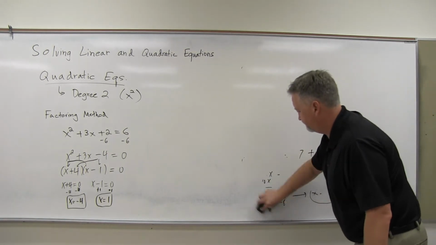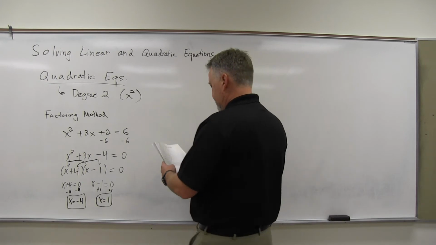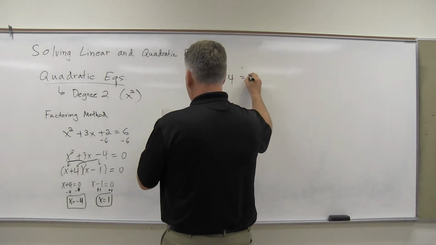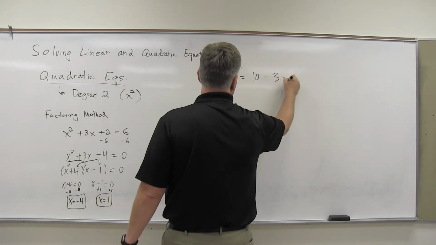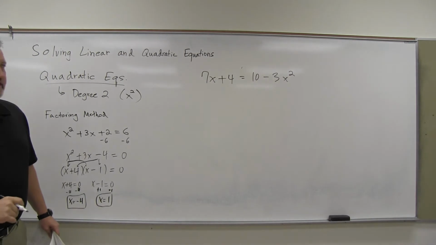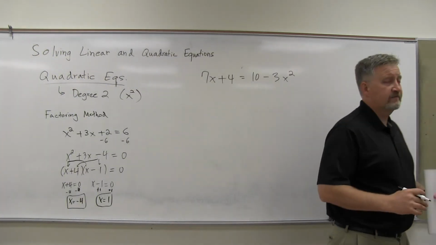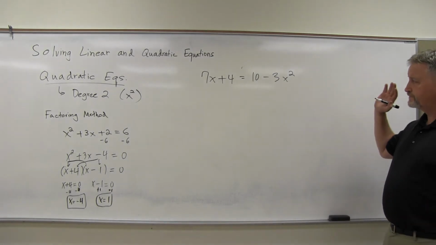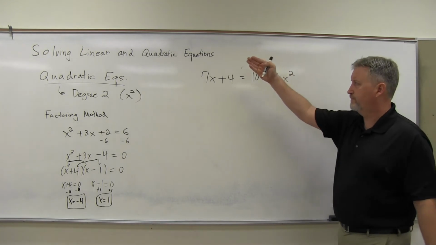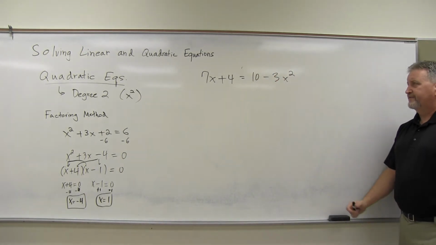Here's another one. Let's say we've got 7x plus 4 equals 10 minus 3x squared. A couple of points to make here. First of all, we do not have one side 0, and we could go either way. We could move terms because on both sides we have 2 terms, so it's about the same.